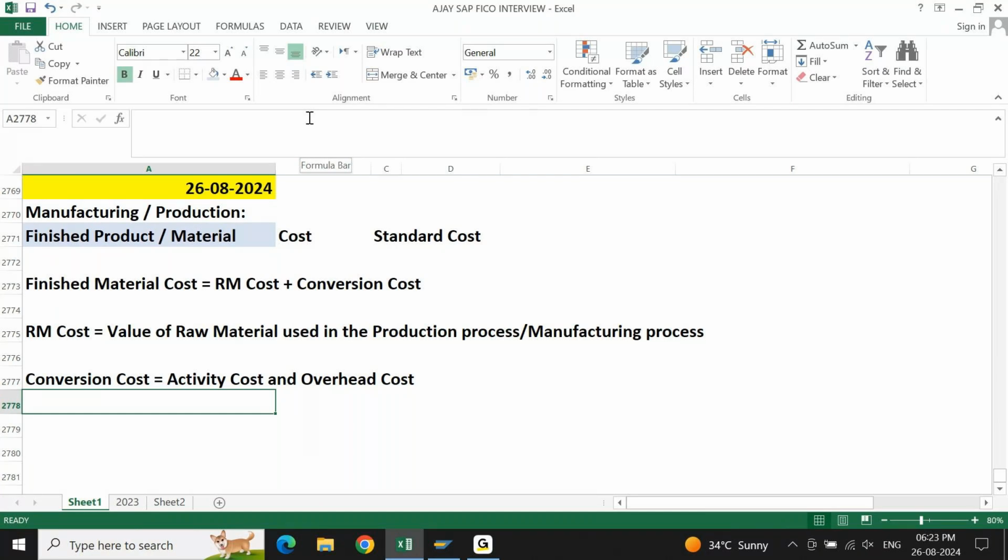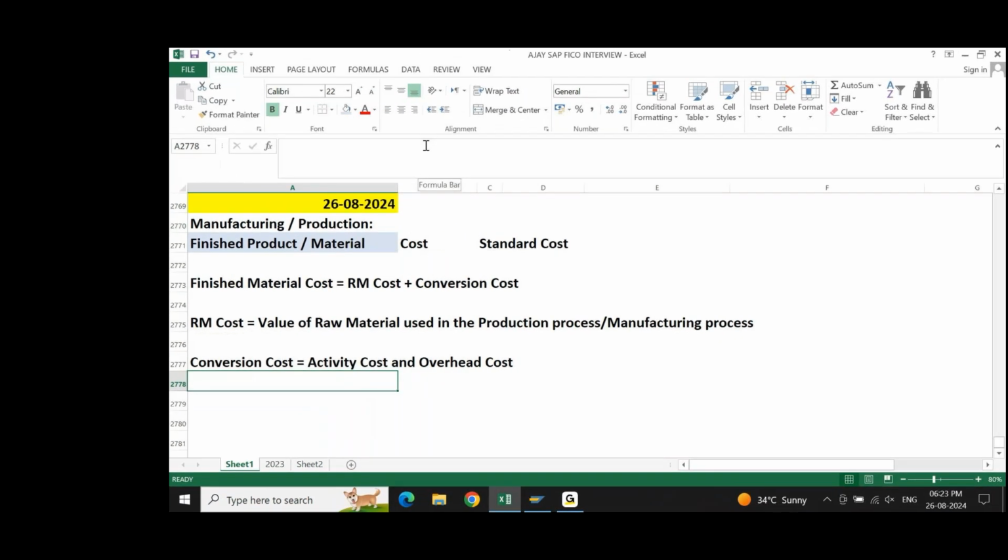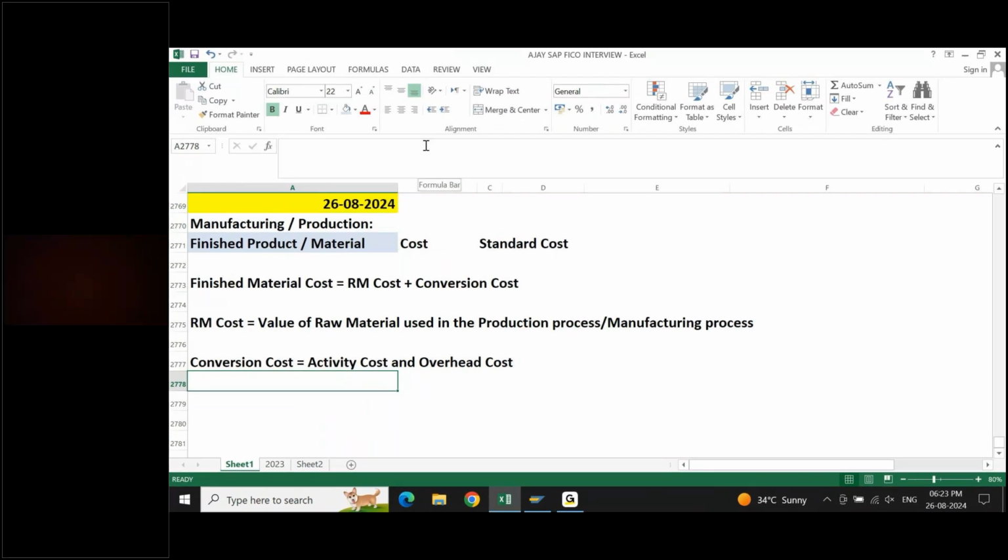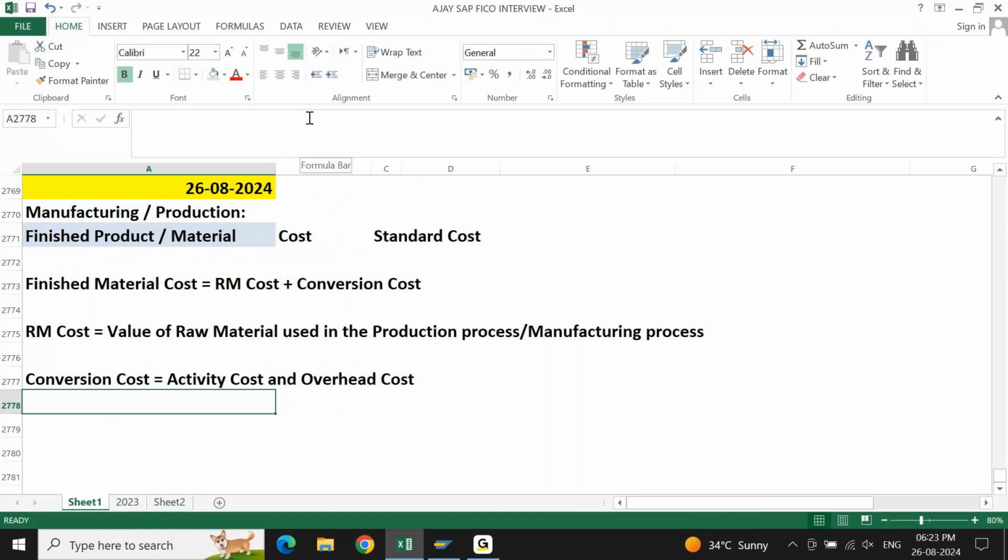Let's say in process number 1, you need to make one activity. In process number 2, you need to make another activity. In process number 3, you need to make another activity. Now each activity at each stage, at each process is represented as an activity cost. Okay, now this activity cost you need to consider, plus there is something called overhead cost.